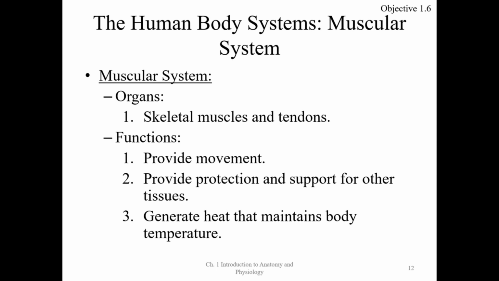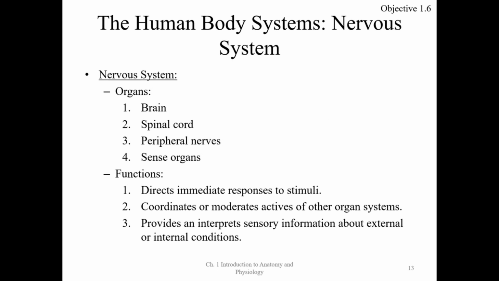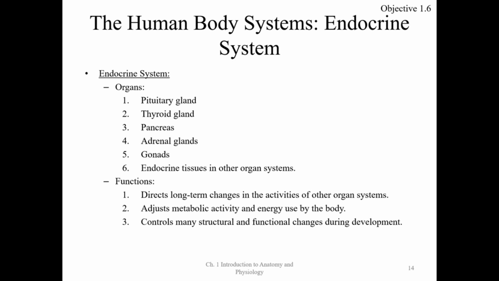Our muscular system, the skeletal muscles and tendons, they provide movement, they provide protection and support for other tissues, they generate heat, and that maintains body temperature. Okay. The nervous system, our brain, spinal cord, peripheral nerves, and sense organs, they're going to direct immediate responses to stimuli. They're going to coordinate and moderate activities of other organ systems, and they're going to provide and interpret sensory information about external or internal conditions.